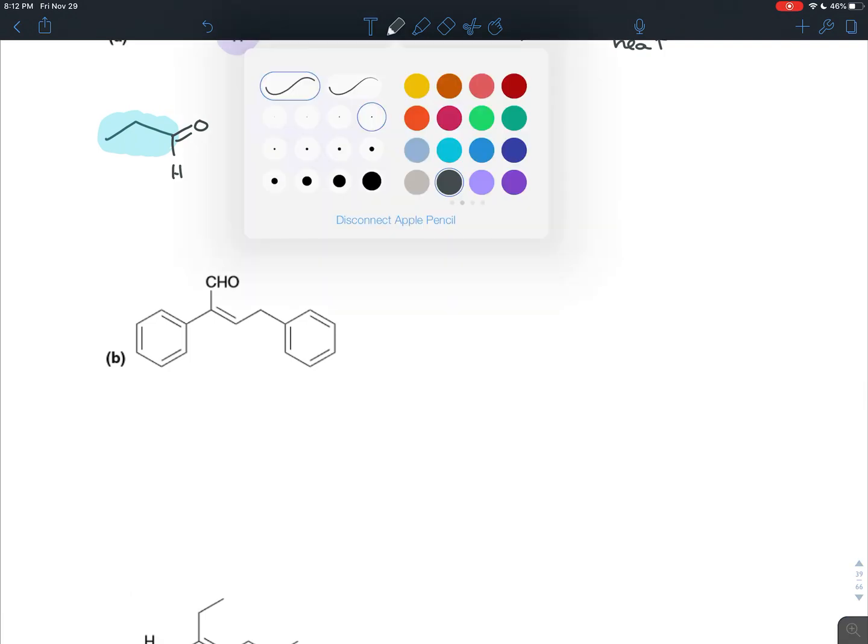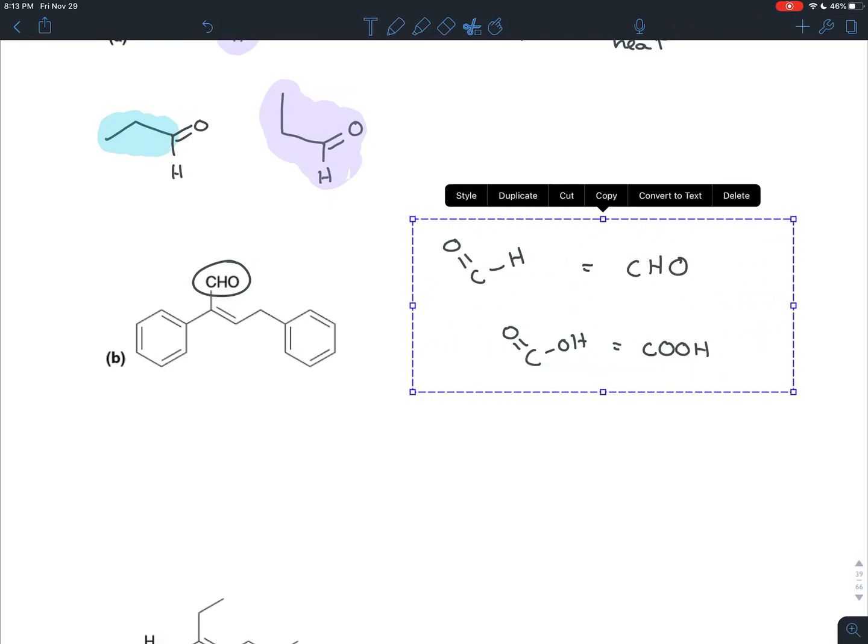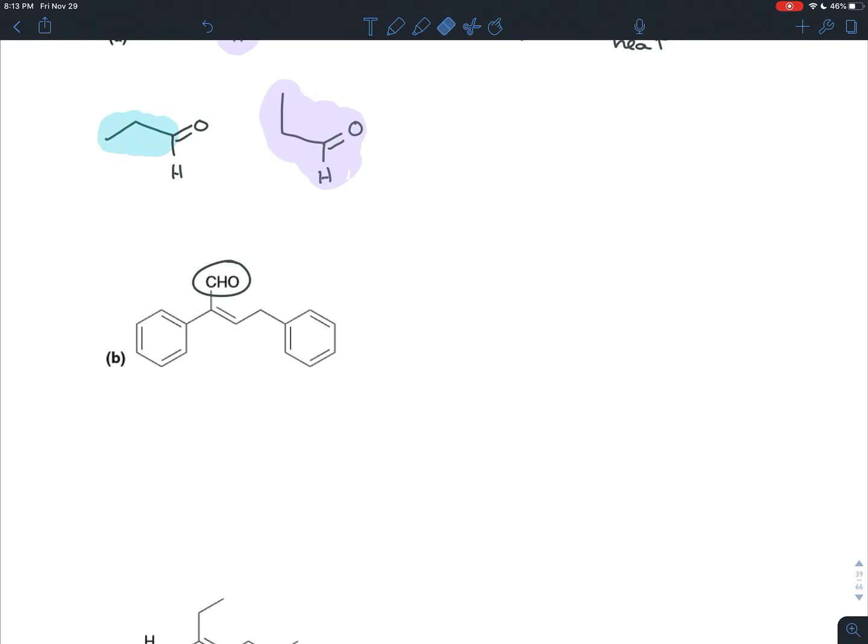So here we have, and this is a good opportunity to show you an abbreviation. CHO is the abbreviation for an aldehyde. That's this carbon double bonded to oxygen, single bonded to hydrogen. That's a CHO. Sort of like a carboxylic acid is sometimes abbreviated as COOH. So they're good abbreviations to know. Sometimes standardized tests will expect you to be able to recognize those.